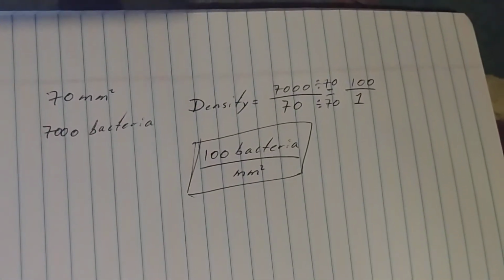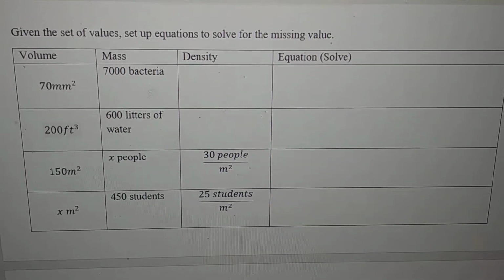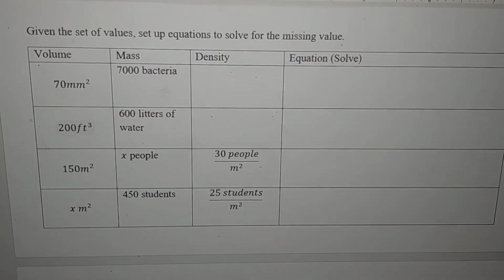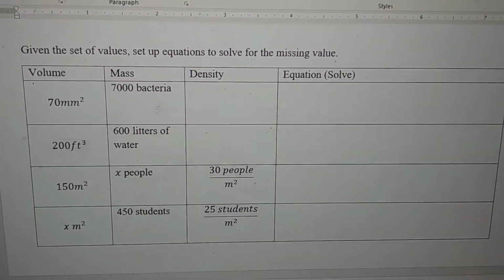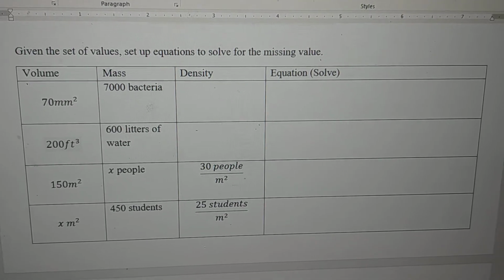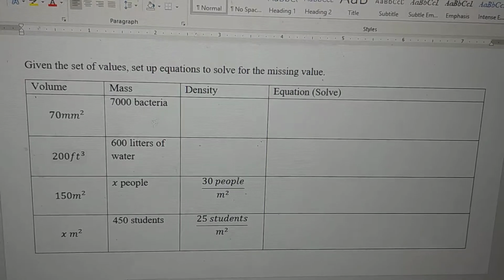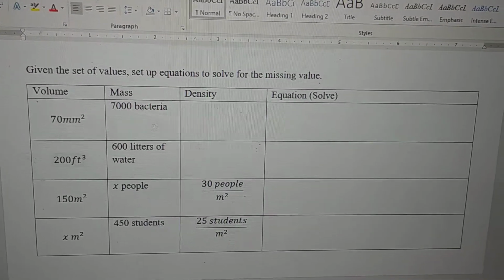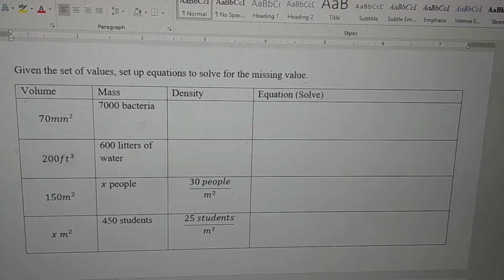All right, now I'm going to do another example. For the following, number 2, it's pretty much the same setup, but I want to touch on either number 3 or number 4, where instead of being given a mass or a volume, we're given the density. So we still have to create an equation, but solve for either mass or volume. So I'm going to do number 3. Back to our notebook.